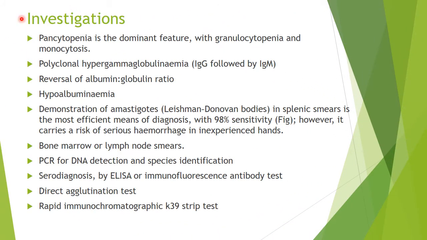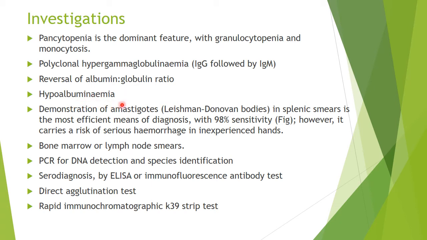So what are the investigations we do? Pancytopenia is the dominant feature, so there is anemia, neutropenia, and decrease in the platelet counts, along with granulocytopenia and monocytosis. There is polyclonal hypergammaglobulinemia, that means IgG and followed by IgM increases. There is reversal of albumin to globulin ratio.